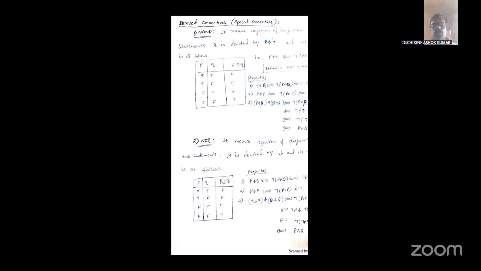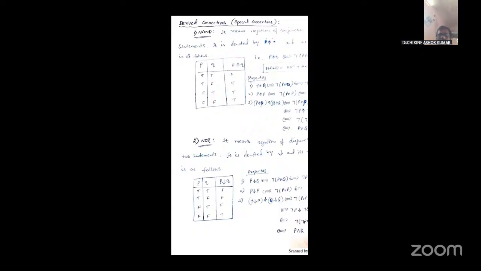P, Q, two statements. P is T and Q is T. The answer is false. Why? Because it is quite the opposite of the AND gate, and that is the conjunction truth table. So for TF, there we will get false, but here we will get T. The remaining three cases are false there, but here the remaining three cases show true. TT, TF, FT, FF: it is F, and the remaining three cases are true, true, true only.